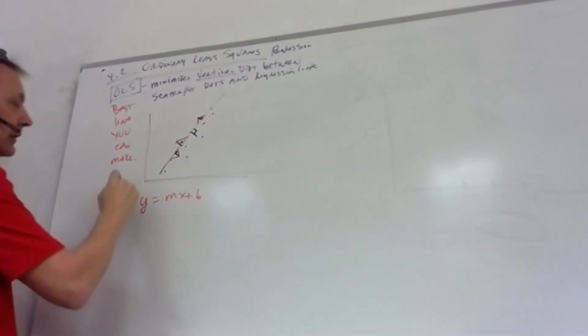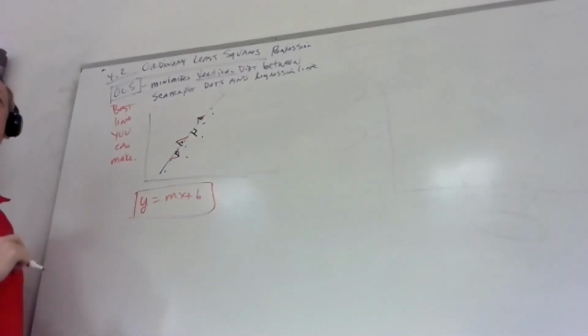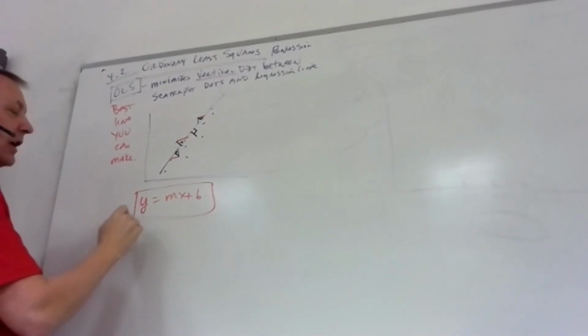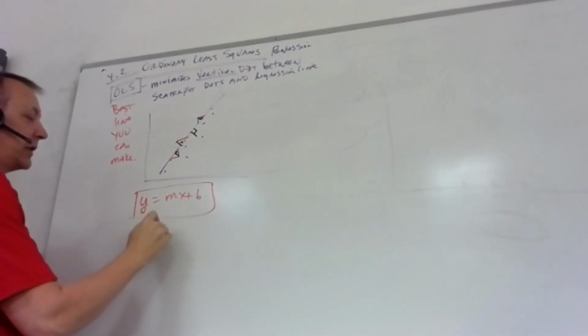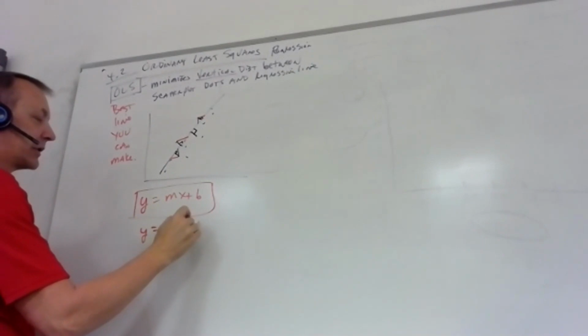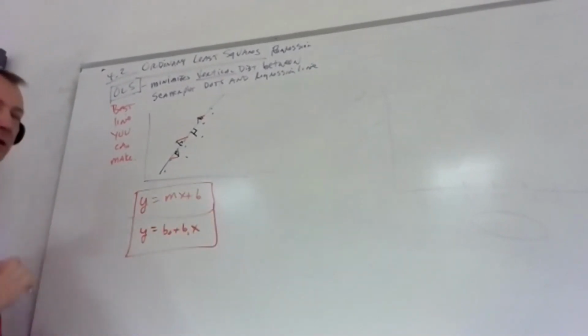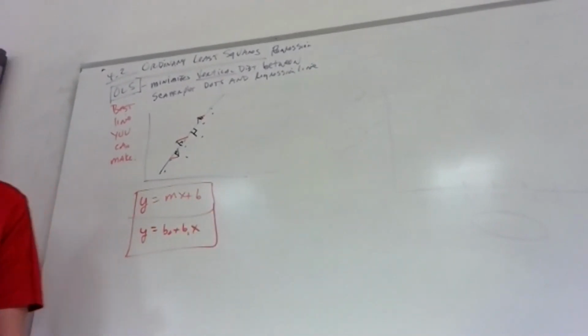In the book, this is the equation I prefer because most people are familiar with it. In the book, they write that as y equals b0 plus b1x. It's the same thing. Okay. I kind of prefer this, so I'm going to try to write my equations in this form, but it's the same thing. Okay.